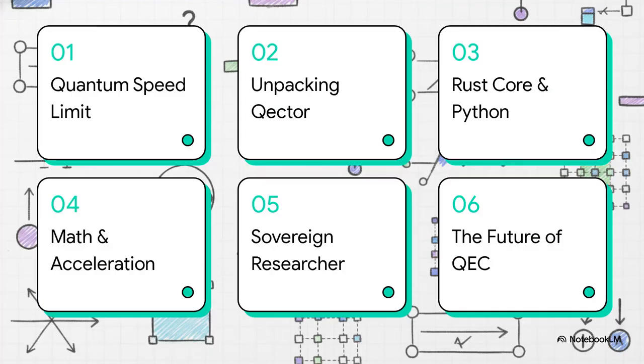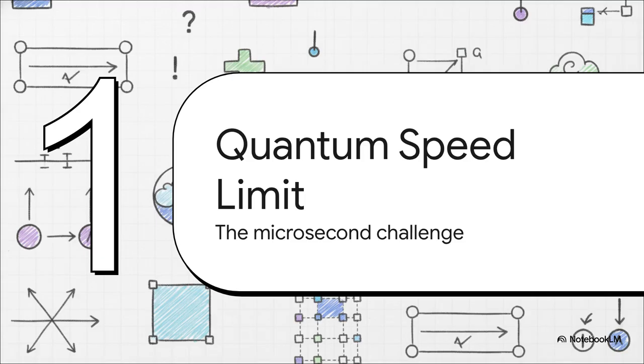Okay, let's just jump right into our roadmap for today. We'll start with the quantum speed limit. Unpack QVector Decoder v3. Dive into its Rust core and Python interface, check out the math and hardware acceleration, look at the sovereign researcher ethos behind it, and finish up with the future of QEC. All right, part 1, the quantum speed limit.